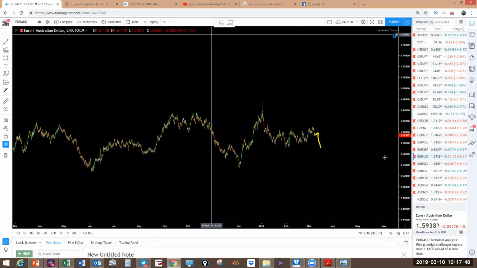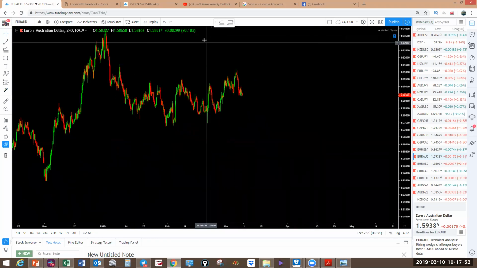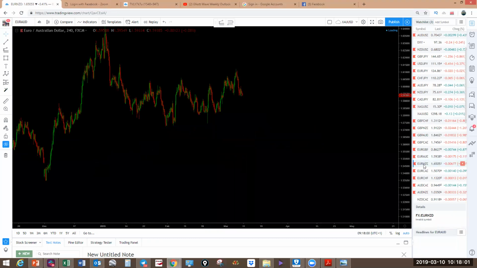New Zealand. So it's clear here, you need to wait for this flag. May come back here. Okay, so New Zealand, Euro New Zealand.